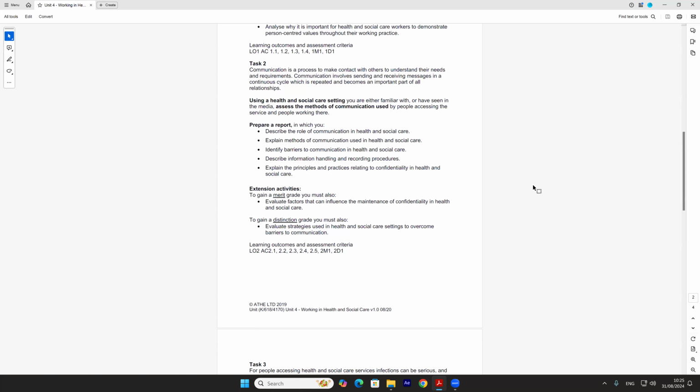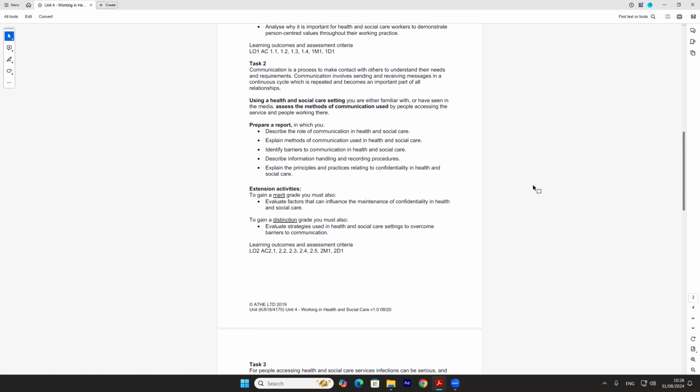Then we have to discuss identifying barriers to communication in health and social care. Despite the importance of communication, there are several barriers that can hinder effective communication in health and social care settings. Like we have language differences. Individuals from different cultural backgrounds may speak different languages, making it difficult to communicate effectively. For example, a non-English speaking individual may struggle to understand their care plan without an interpreter.